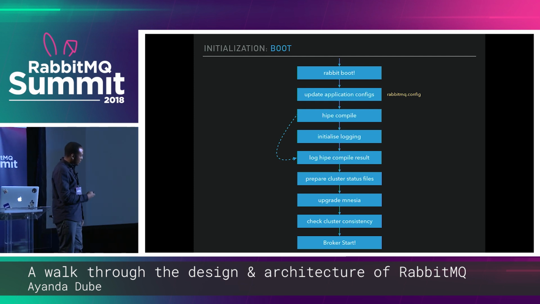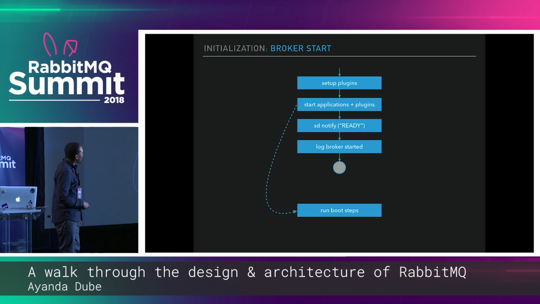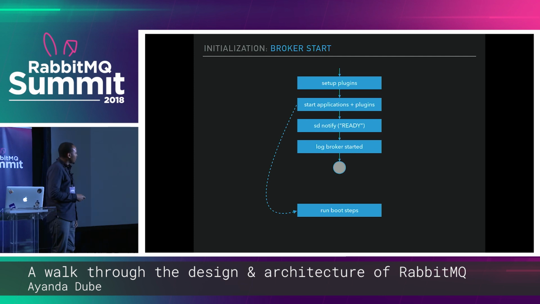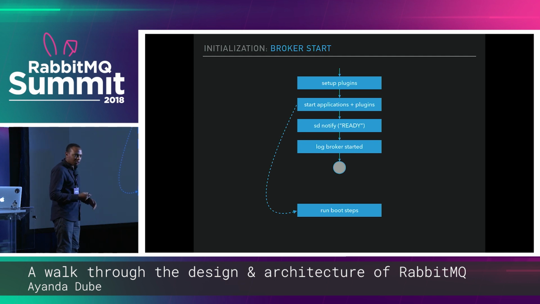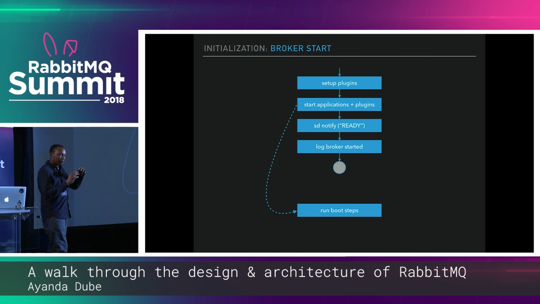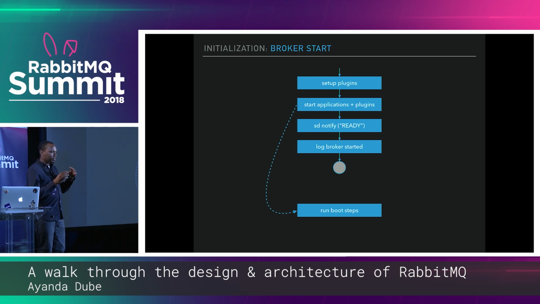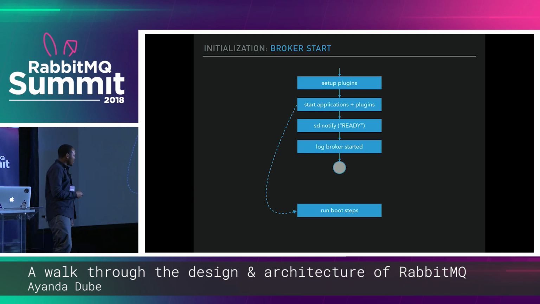And then broker start, obviously. So that is the next step. So what happens when you start the broker? It will set up your plugins, right? There's a whole bunch of procedures that are done within that set of plugins procedure. It will start all the applications, the dependencies, right? And you've got systemd notifications, right, if you started it as a service. And then you get the log message on your logs. So if you noticed, RabbitMQ started, blah, blah, blah, config file that, log directory that. So that is basically that part.